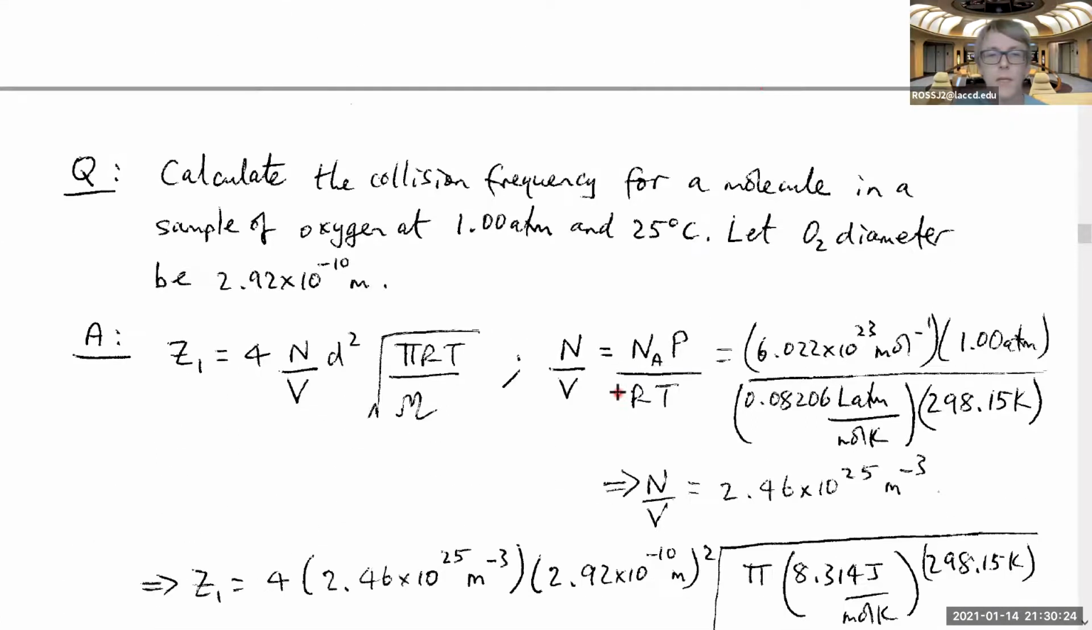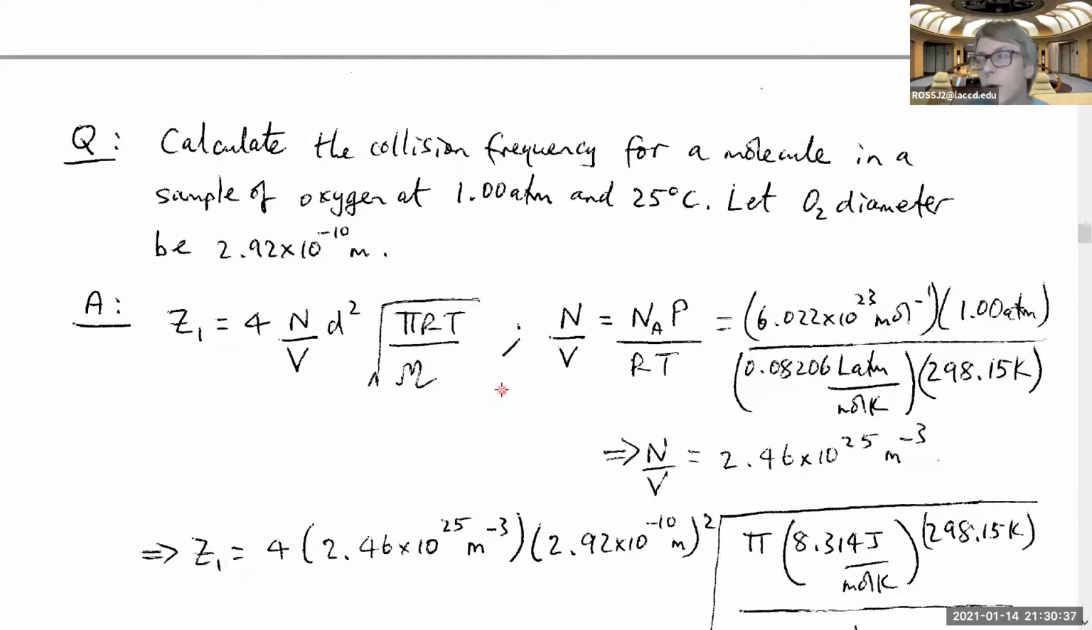Okay, so just to give you a feel for plugging some numbers in. And I try not to do this too much in these videos because that's what homework's for, right? But just to give you a feel of how to plug some numbers in. And this calculation is actually important because it will give you an understanding for what it's like to be a molecule. So the question reads, calculate the collision frequency for a molecule in a sample of oxygen at 1 atmospheric pressure and 25 degrees Celsius. Let the molecular oxygen diameter be 2.92 times 10 to the negative 10 meter or 2.92 angstrom.